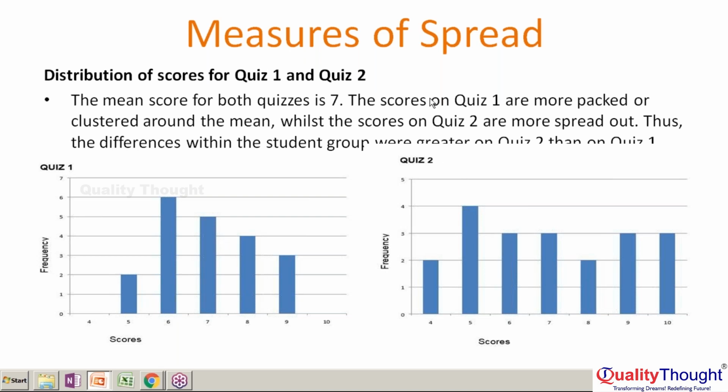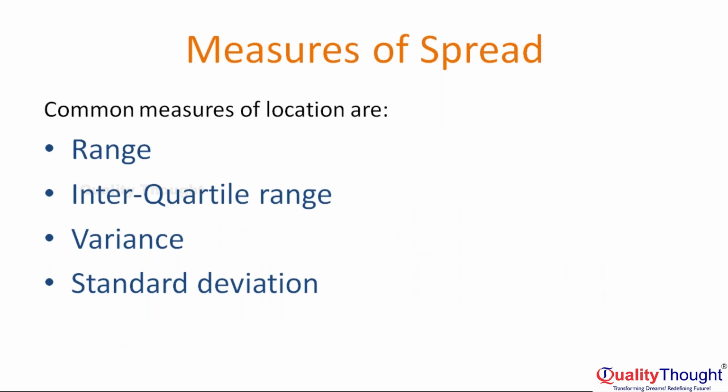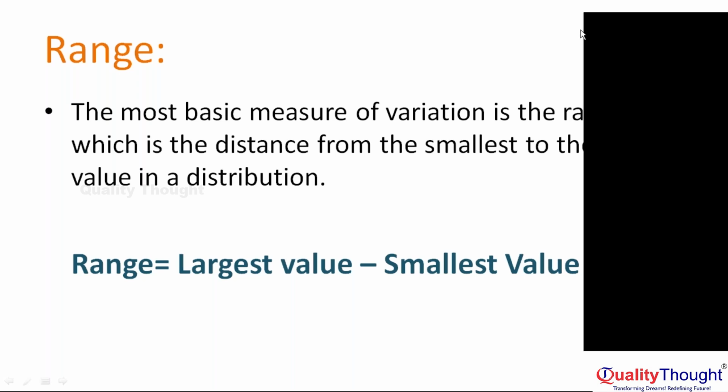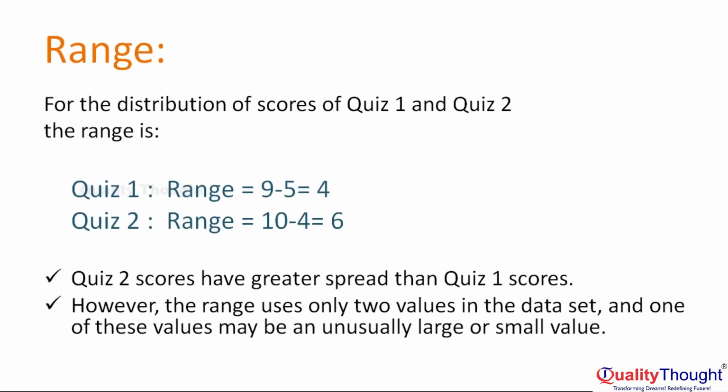But let us understand how to measure spread by using range, interquartile range, variance and standard deviation. Right or wrong? We need a specific value or output to decide or conclude something. So we go to the range, the most basic measure of variation, which is the largest value minus the smallest value. For quiz 2, the range is 10 minus 4, which is 6. For quiz 1, it is 9 minus 5, which is 4.